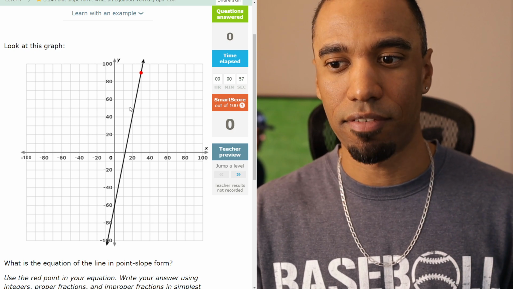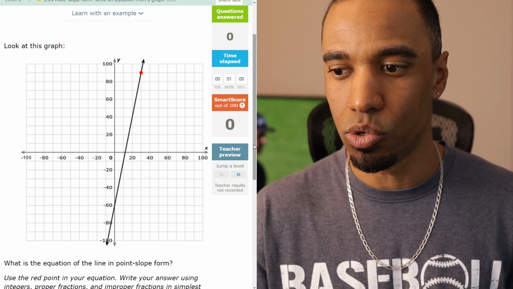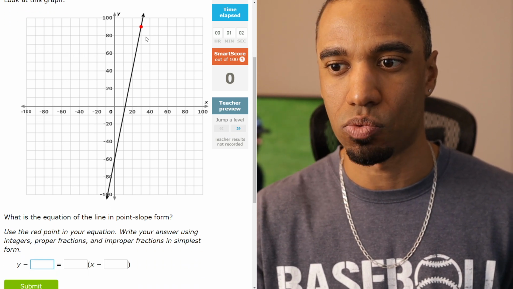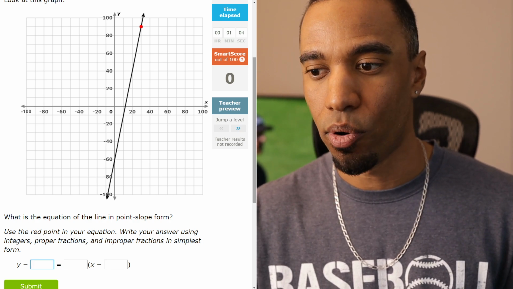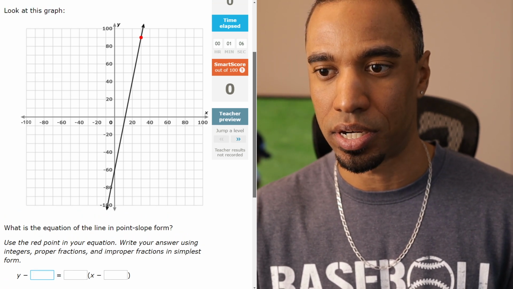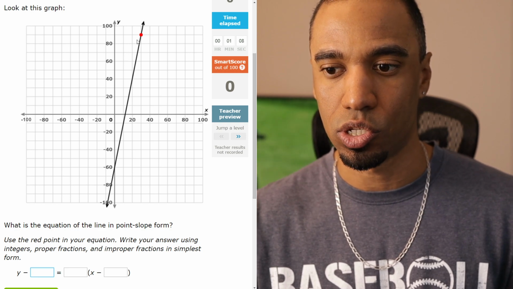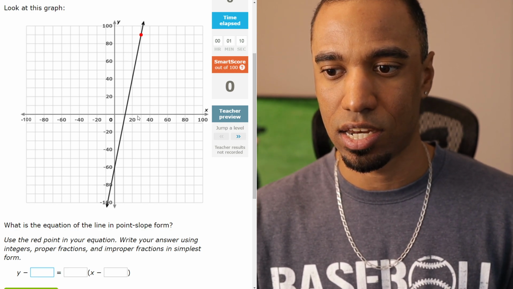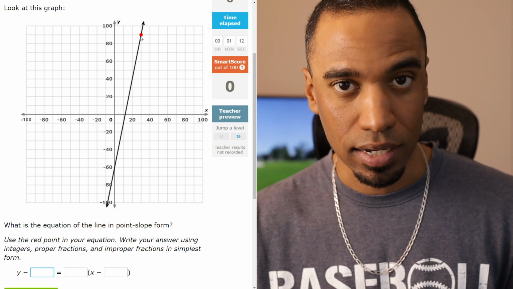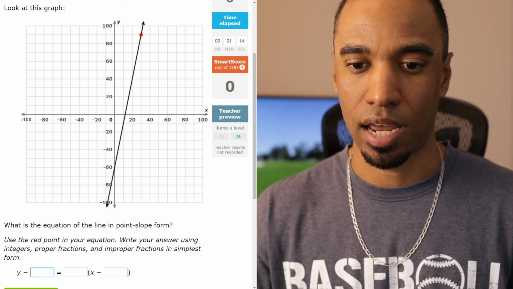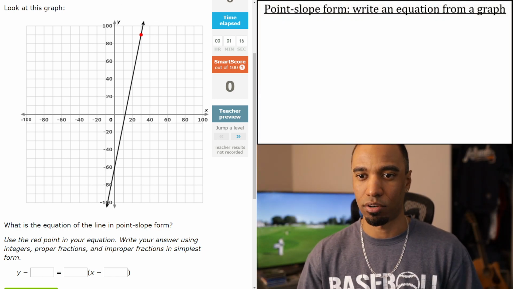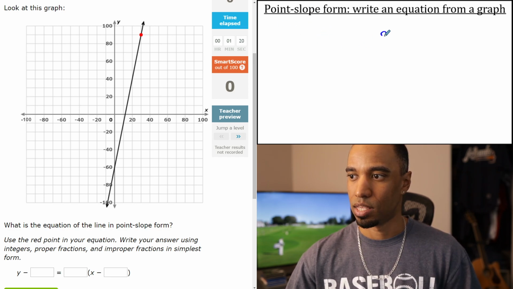Okay, guys, so I have a problem right here. Now, they do mention that wherever the red dot is, it's the point I have to use when typing in my equation here on IXL. So this red dot here is at the point 30, comma 90. And I'm going to just begin here by writing down information as needed, such as that point is 30, comma 90.